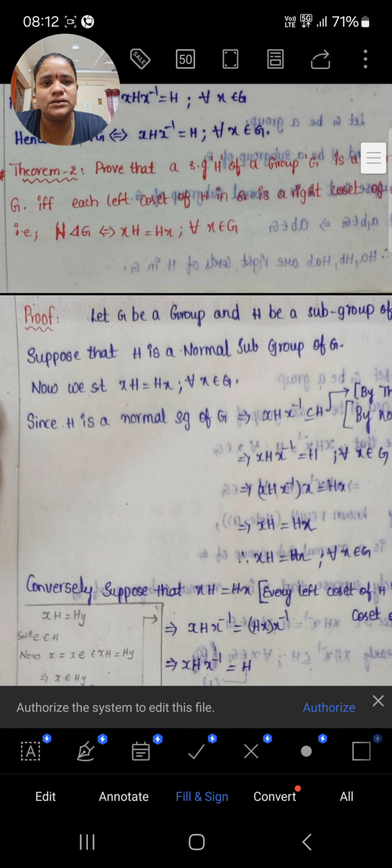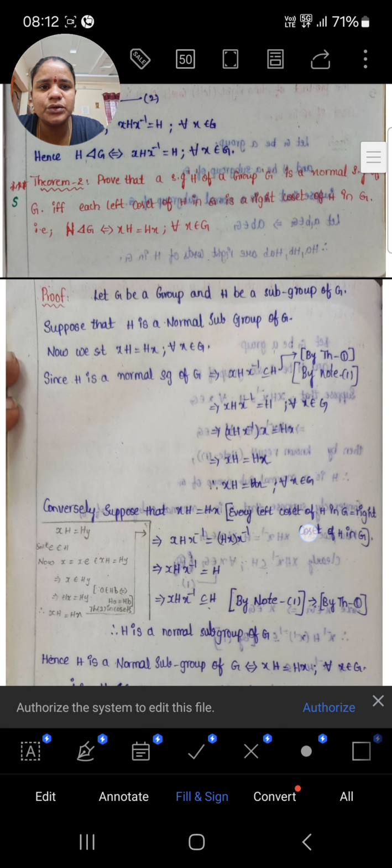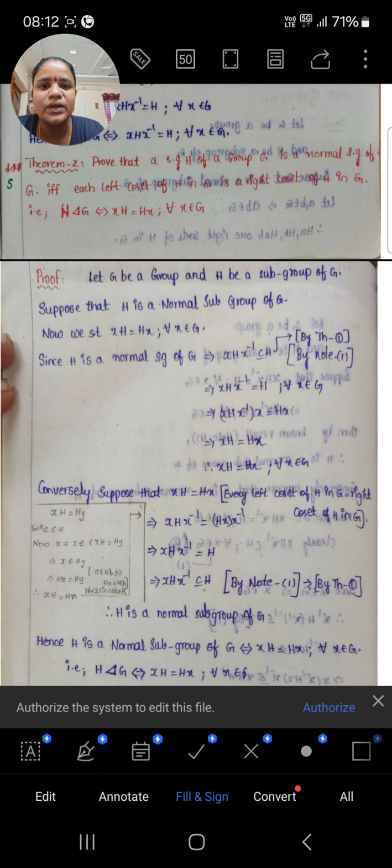Coming to the next theorem, prove that a subgroup H of a group G is a normal subgroup of G if and only if each left coset of H in G is a right coset of H in G. That is, H is a normal subgroup of G if and only if xH is equal to Hx. So here also, first we have to prove that if H is a normal subgroup of G, then xH is equal to Hx. That means each left coset of H in G is a right coset of H in G.